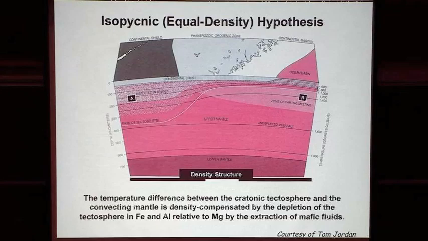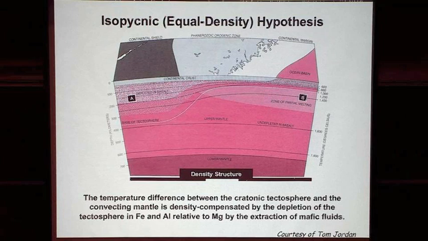Tom Jordan introduced in the 1970s this idea of the isopycnic hypothesis. Whereas, as we will see, seismic velocities are fast in the cratons, we know they are cold from geochemistry and heat flow measurements, but there is no signature in the geoid, for example. And so somehow they have to be compensated. This isopycnic hypothesis says that the temperature difference between the cratonic tectosphere and the convective mantle is density compensated by the depletion of the tectosphere in iron and aluminium relative to magnesium by the extraction of mafic fluids. So it's this concept that the continents are floating because they are lighter than the surrounding regions.